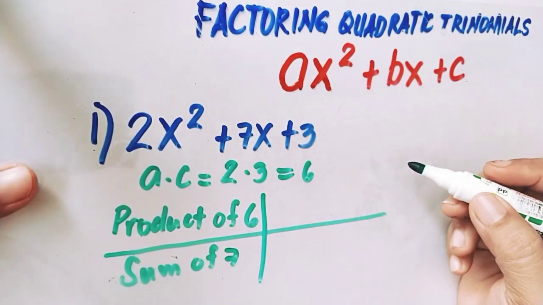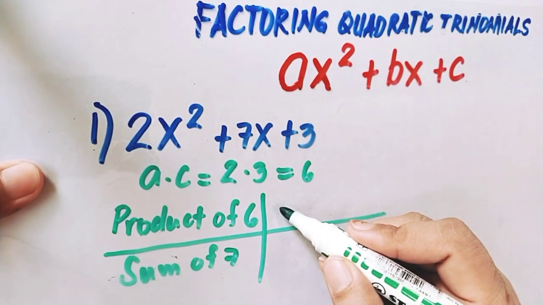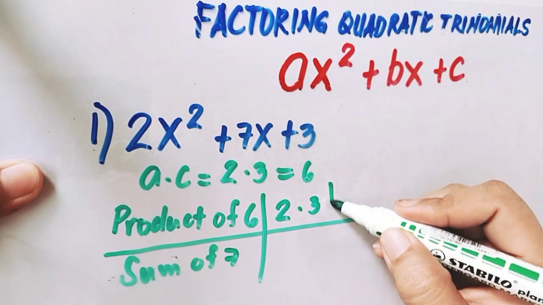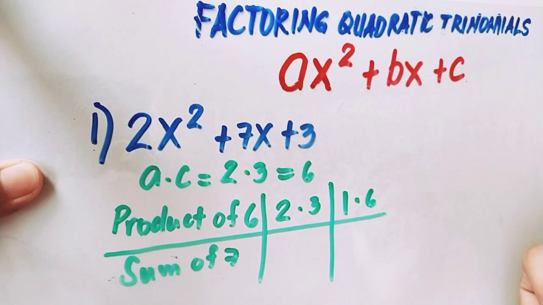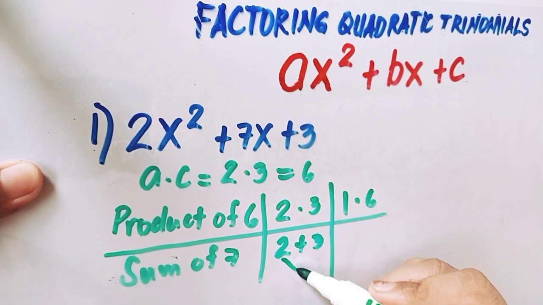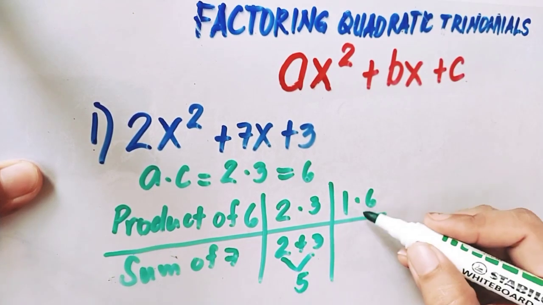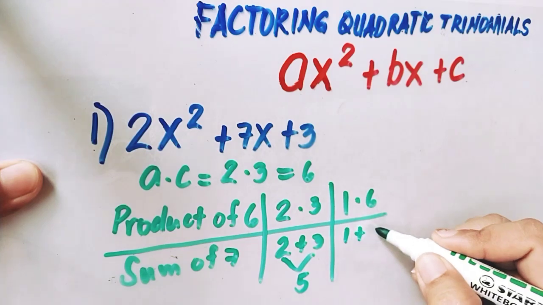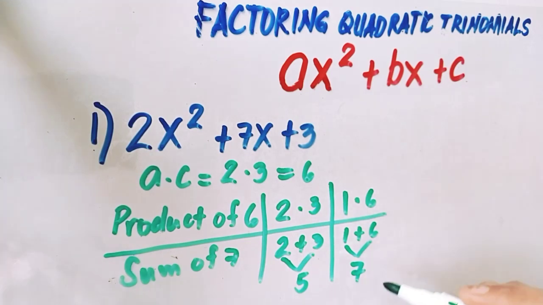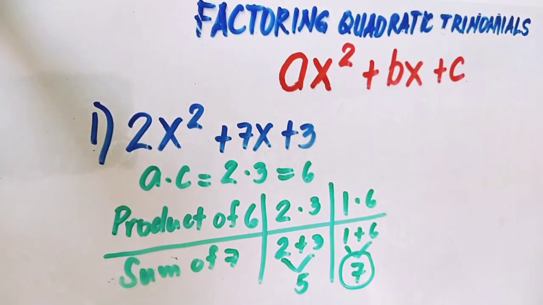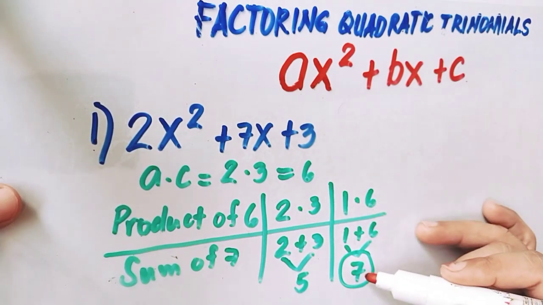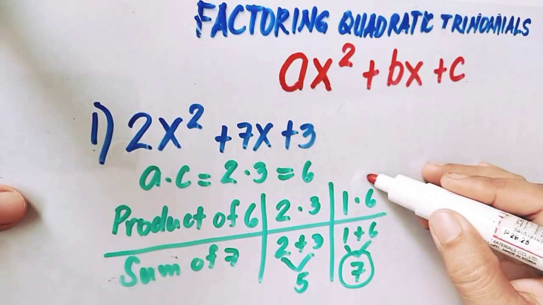So let's get now the factors of 6. First is 2 times 3. The other one is 1 times 6. Adding 2 plus 3, that is 5. And 1 plus 6, that is 7. So we are looking for this part: factors of 6 that, when added, the answer is 7. So therefore, we will use this one.